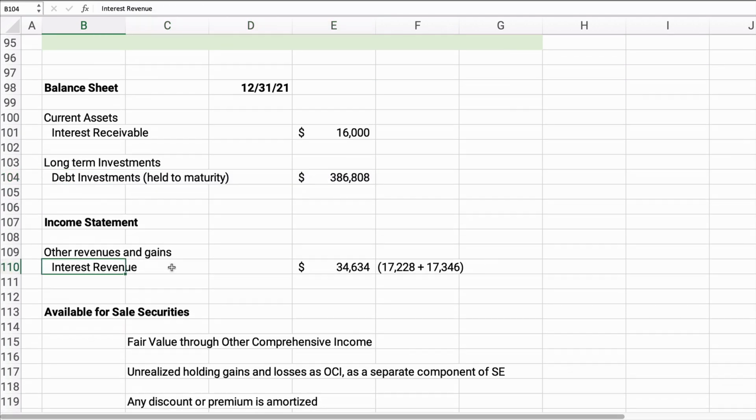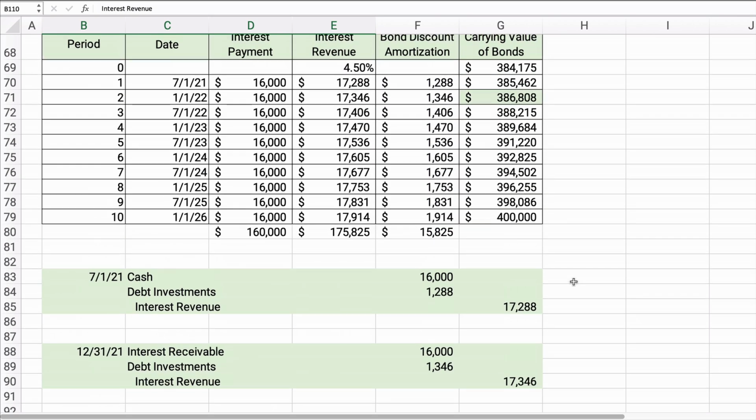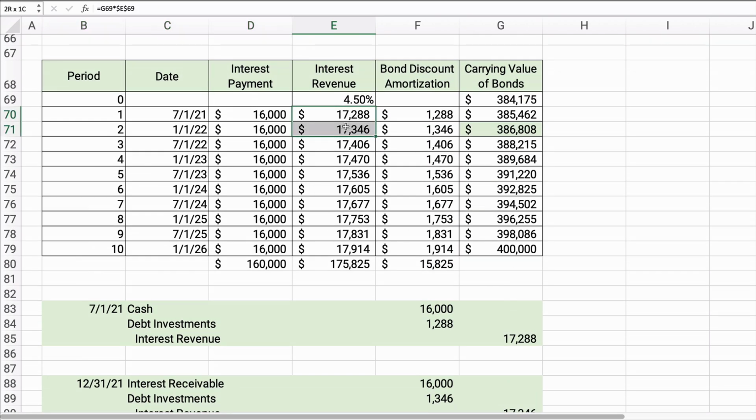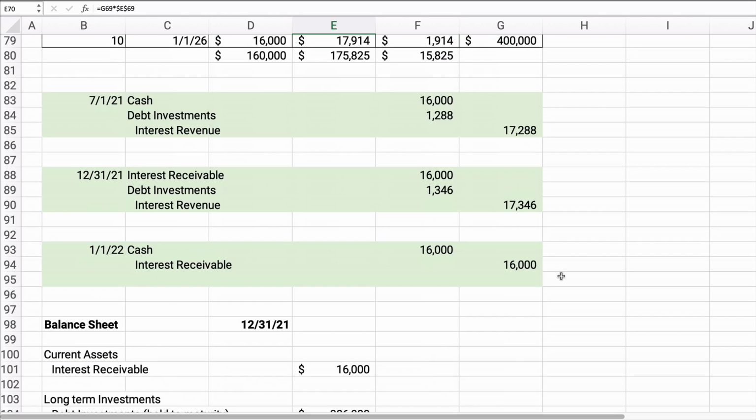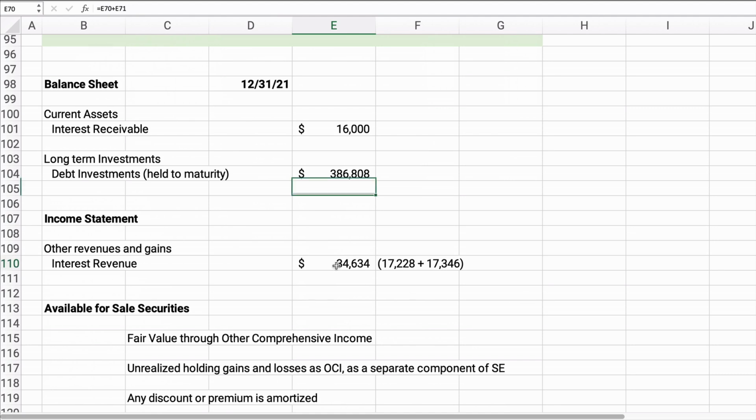Now on the income statement, we're going to pick up the 2 interest payments plus the discount. So it's going to be these 2 numbers, the $17,288 and the $17,346. If we add that up, apparently that's $34,634. Excel is wonderful. It'll do that for us. So interest revenue is $34,634, and there is the carrying value of the bond. So that's how it works on the held to maturity.